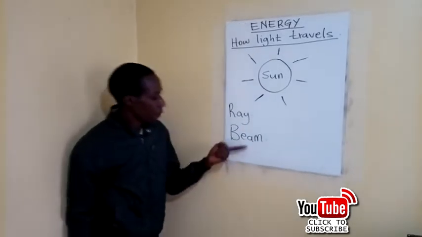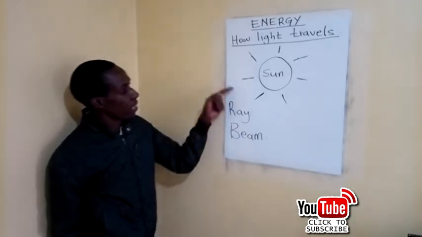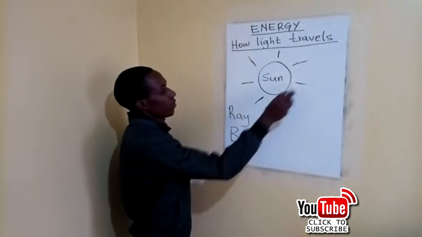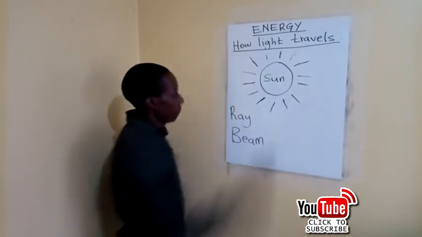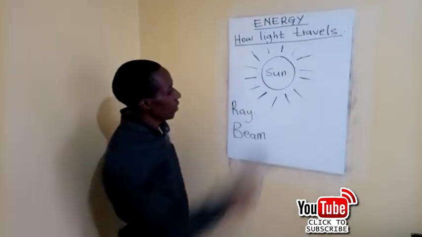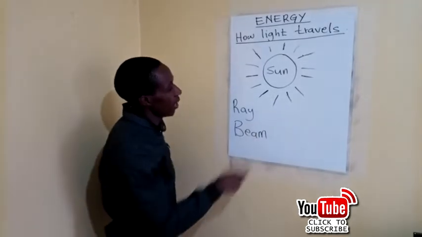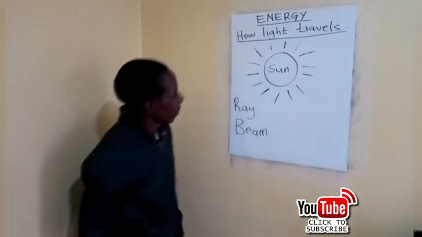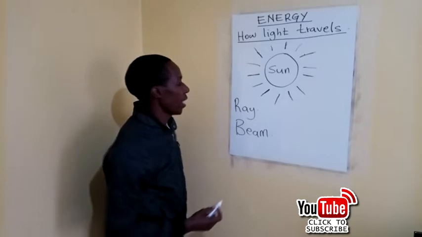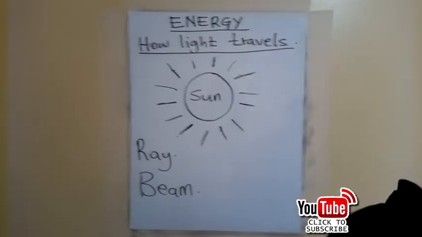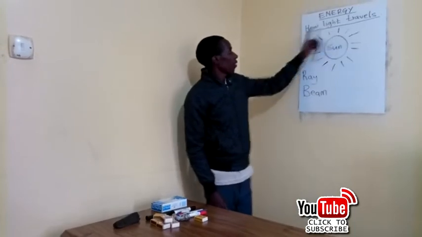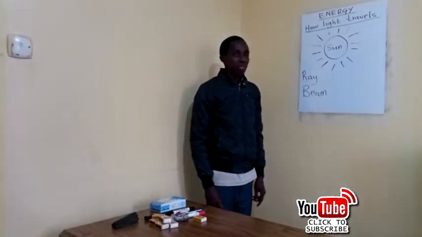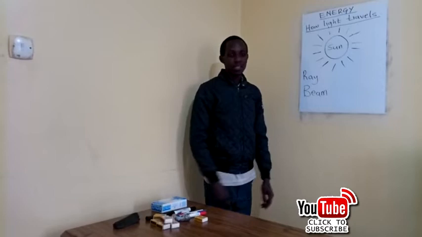So we have said a beam is a group of many rays. So many of them from the sun, we call them a beam. And a ray is that path that the light travels from the sun, maybe to the surface of the earth, on a straight line. Our topic today was how light travels, and we have said that light travels in a straight line.